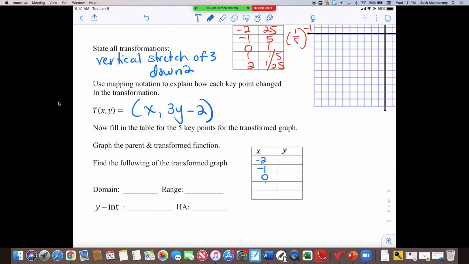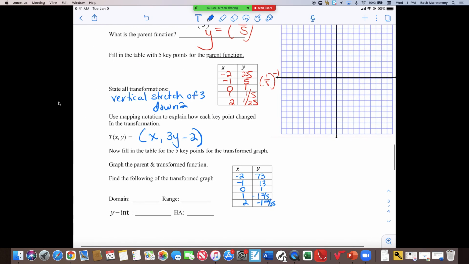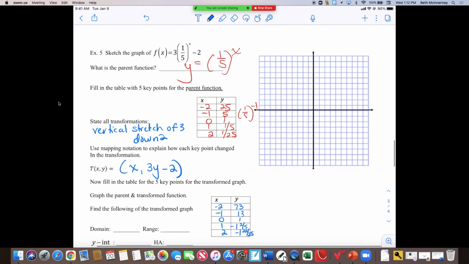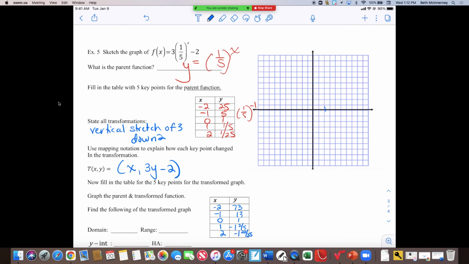So nothing happened to my x, but when I did the y's, whoa, this one's going to go like crazy. This is going to go 73, 13, 1. I had negative 1 and 2/5, negative 1 and 22/25. It's okay to do decimals. All right, so on this one, I cannot go by ones because 2 of those are going to be off my grid. So my x-axis I am going to go by ones, but I went ahead and went by 10 on the y-axis.